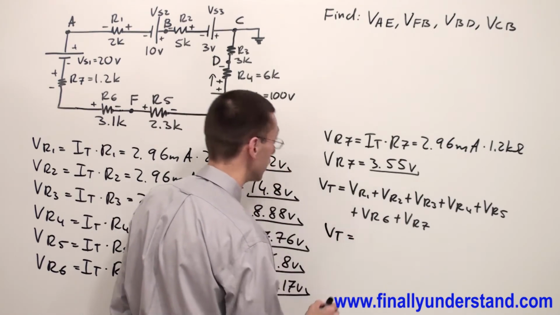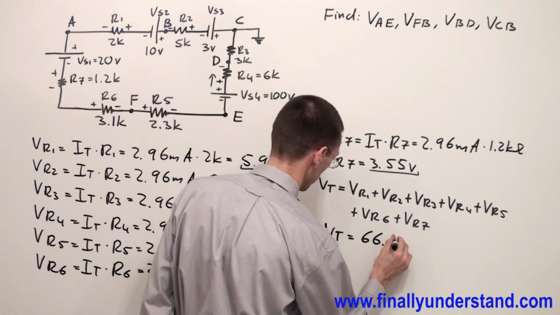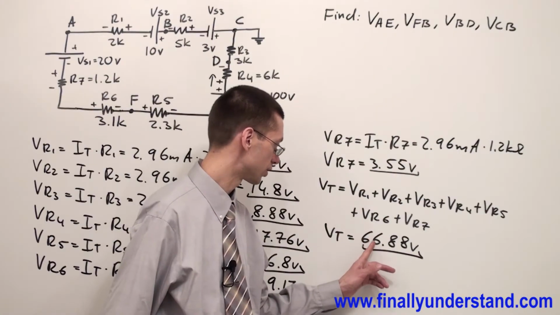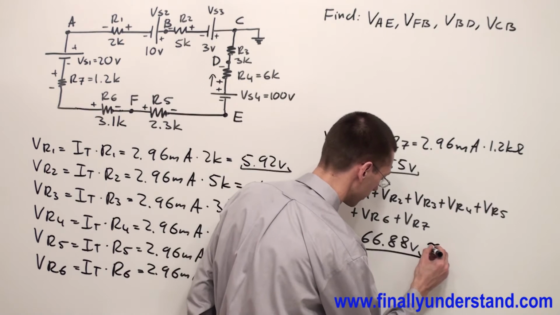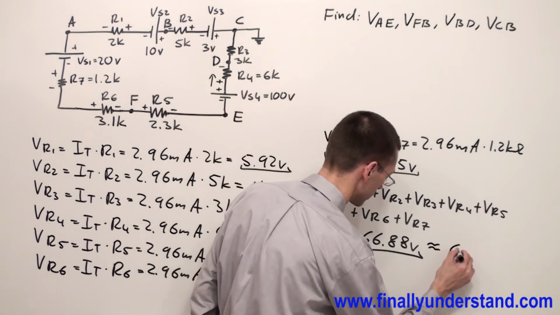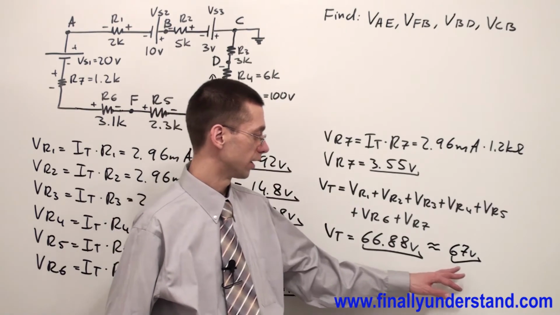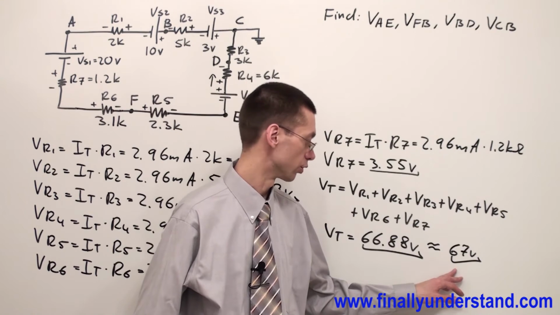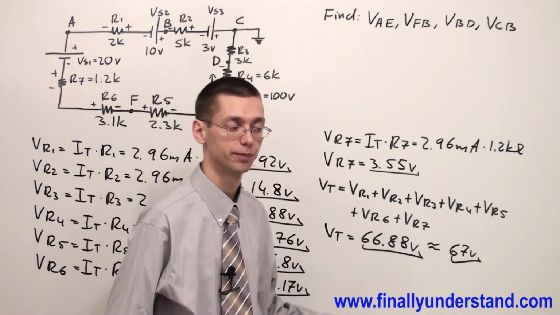You're supposed to get V total equals 66.88 volts. 66.88 is almost equal to 67 volts. This is the voltage which we obtained at the beginning when we were calculating the total voltage source. It means our voltages are okay so far.